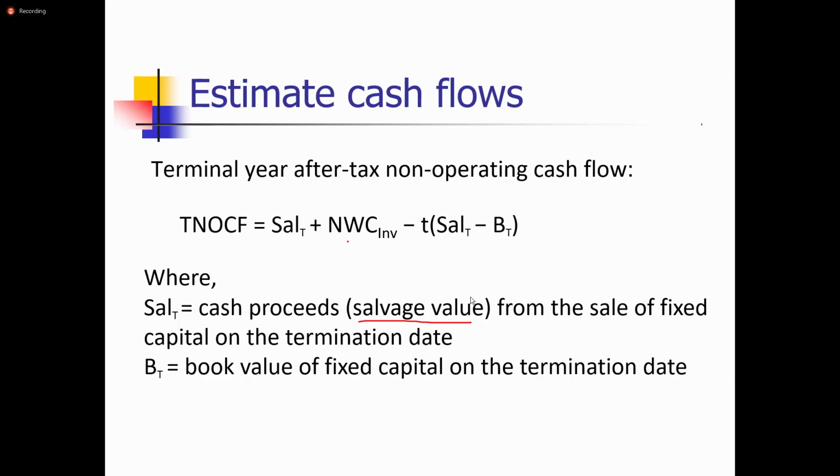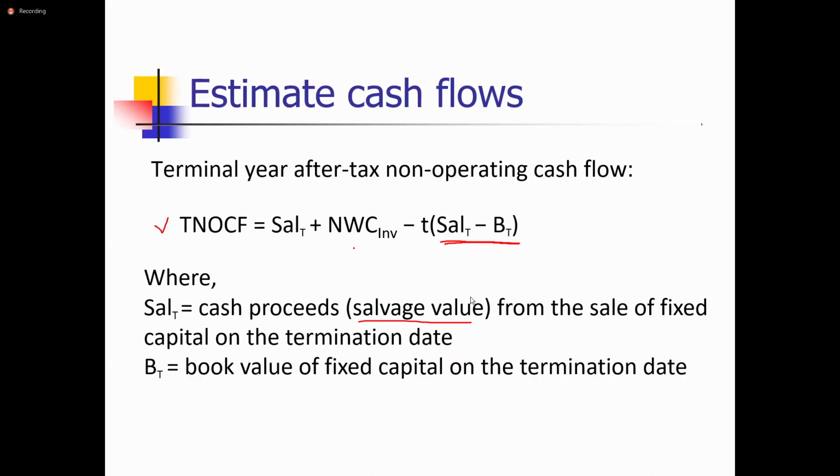So the decrease in the net working capital is a cash inflow. Then on the salvage value, again you have to deduct tax, because if the asset is totally depreciated, the salvage value is a profit. On that profit, you have to pay tax. So this is the terminal year non-operating cash flow. At the end of the project, you have to estimate the cash flow this way.